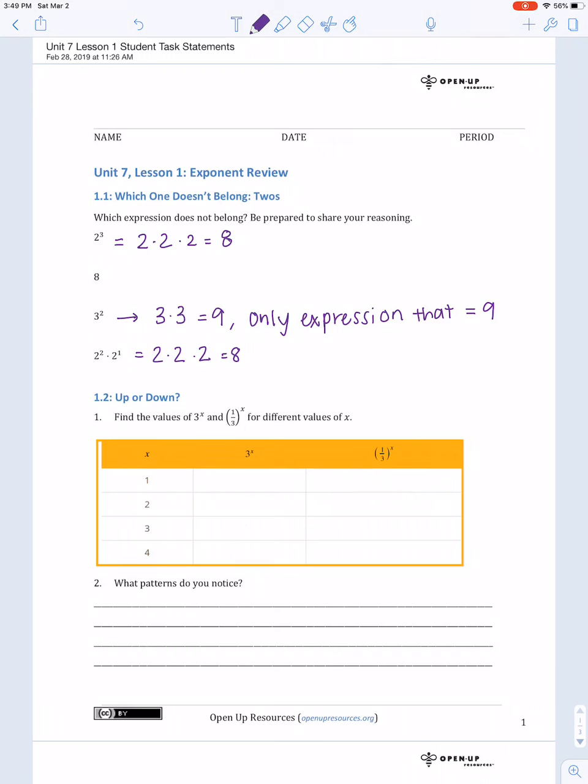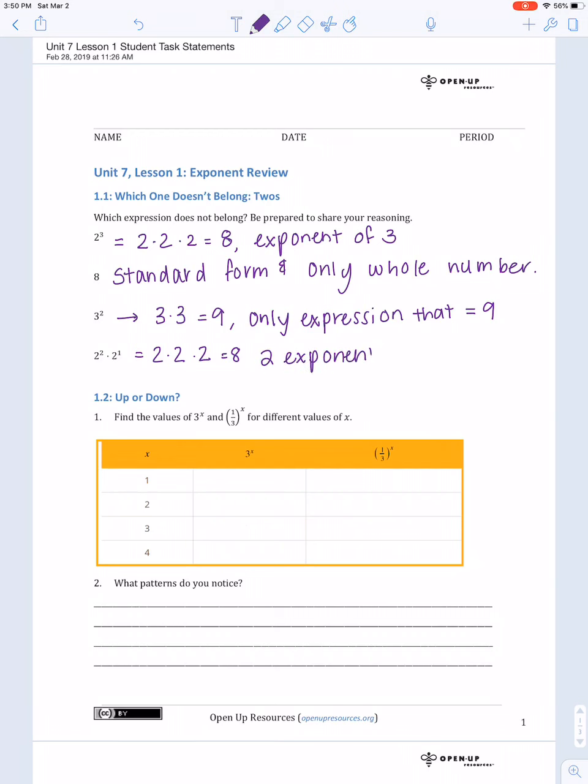For 2 to the third power, if you chose this one, I'm guessing it's probably because it's the only one that has an exponent of 3. Eight is our only standard form. And our only whole number. For the last one, we have 2 exponential numbers being multiplied together.